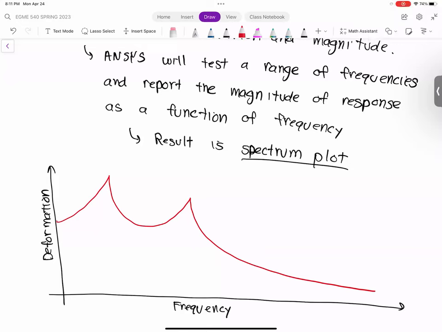Dr. Chan, I might have missed this, but we're going to be going over this plot on Wednesday, correct? Yes, yes, yes, we are. Okay. I've never seen this plot, or I don't think I have.